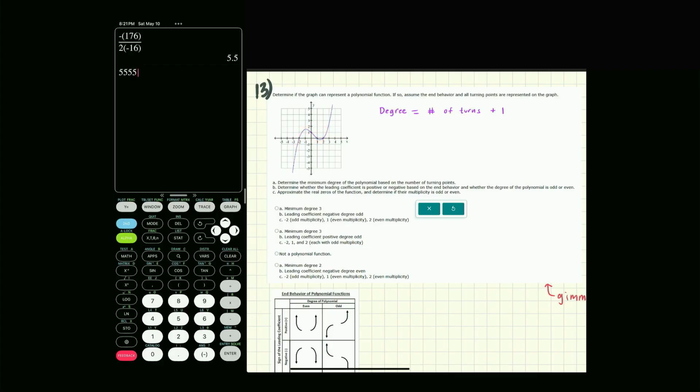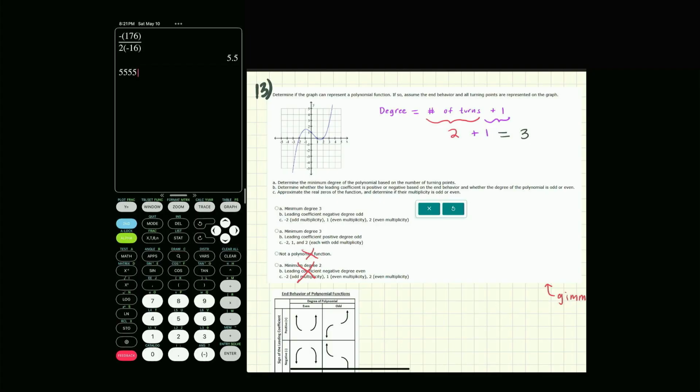So this particular graph has 2 turns, and then of course we need to add 1 to that. So our degree, our minimum degree, is 2 plus 1, which is 3. So we know the minimum degree of this graph has to be 3. Well, that eliminates this guy that has a minimum degree of 2. This is a polynomial function, and we've got 2 answers here now, A and B, that have a minimum degree of 3.